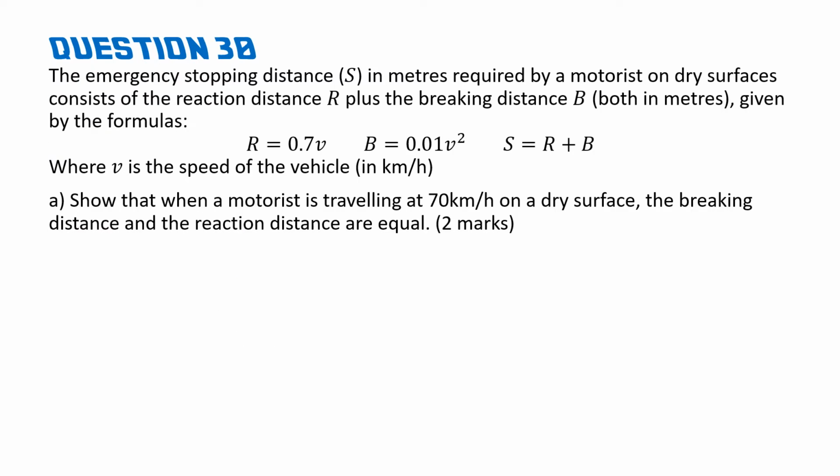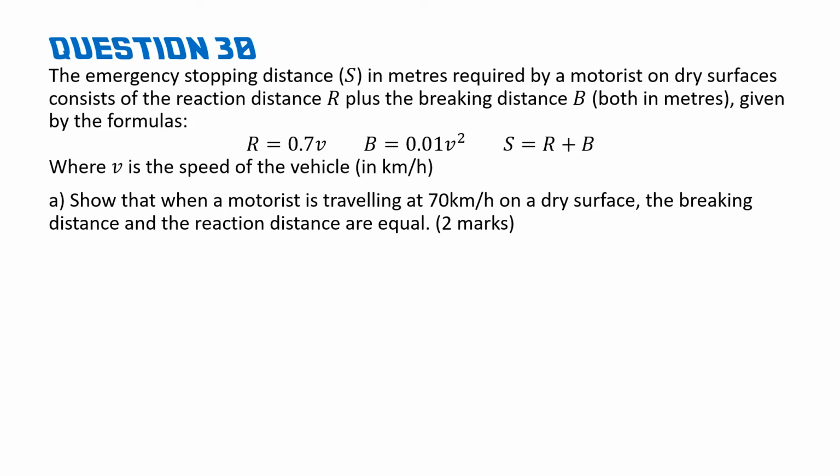Question 30. The emergency stopping distance, S, measured in meters, that is required by a motorist on dry surfaces, so this is how far it takes us to actually stop. It consists of two parts. The first part is the reaction distance R, which is how long it takes us to react to needing to stop, plus the braking distance B, which is how long it takes the car to actually come to a stop. Both of those are in meters and are given by the following formulas. R is equal to 0.7 times V, B is equal to 0.01 times V squared, and S is equal to R plus B, where V is the speed of the vehicle in kilometers per hour.